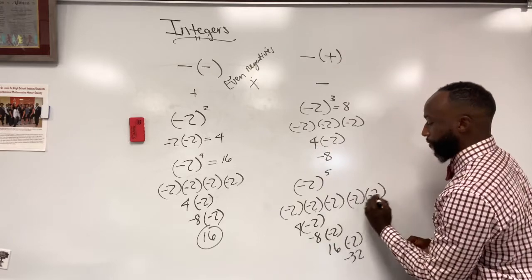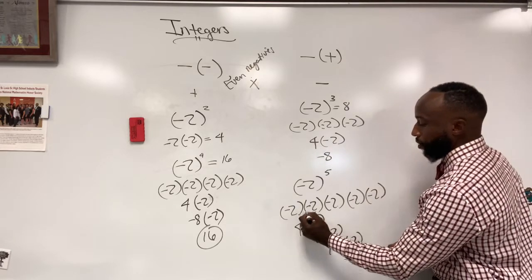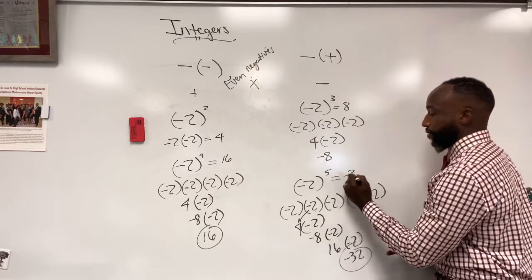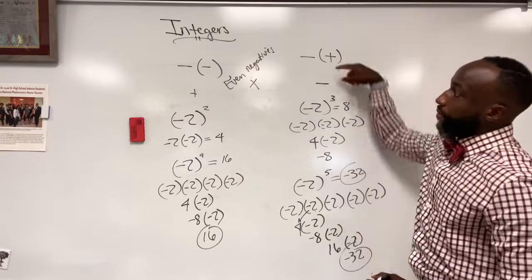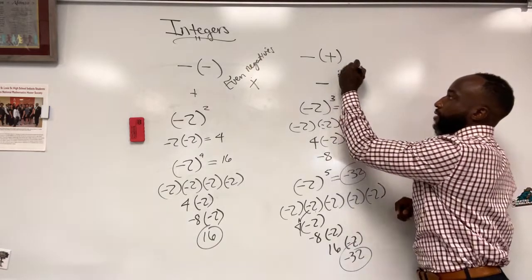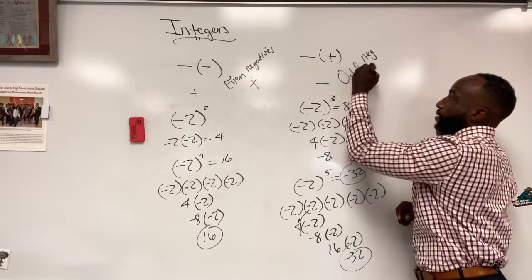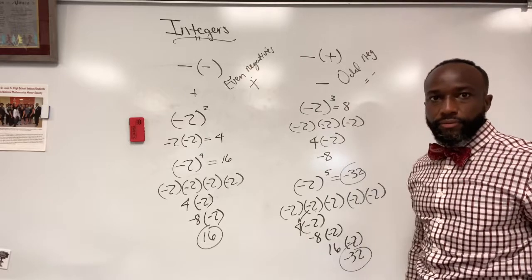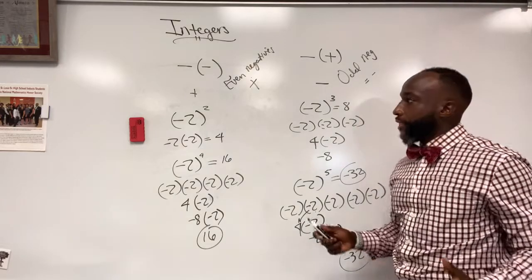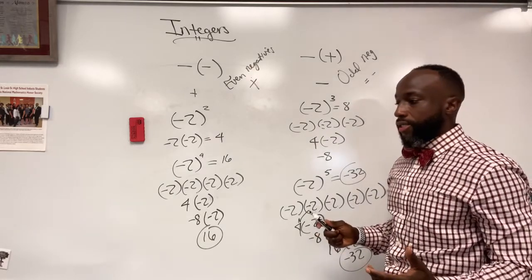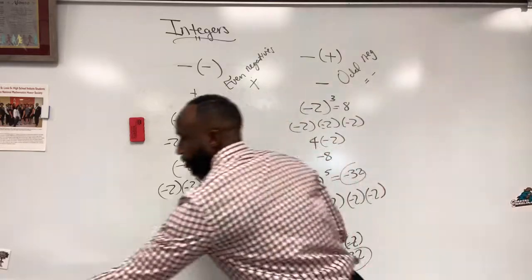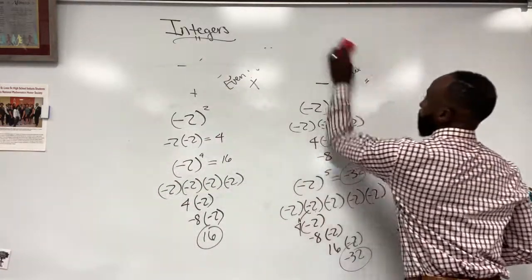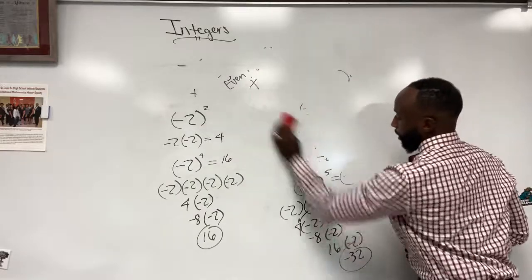1, 2, 3, 4, 5. -32, right? So odd negatives give you a negative answer. Okay? So that's it in a nutshell. That is our lesson on integers. Let's do one to double check to make sure we good. All right, where's my eraser?